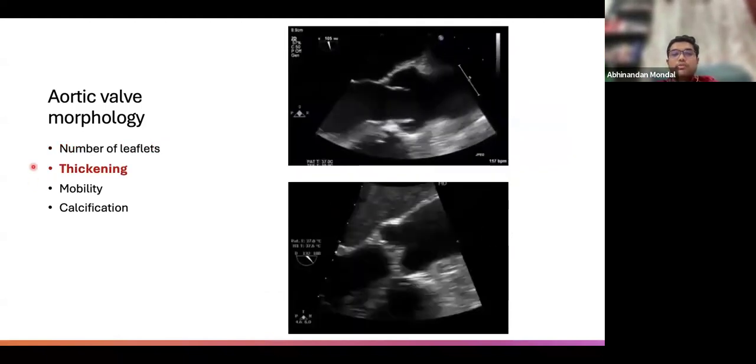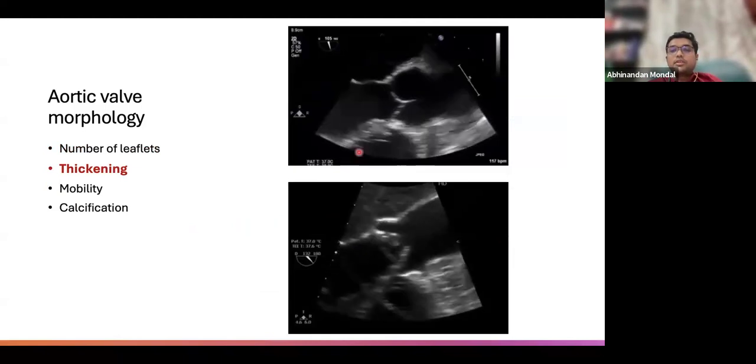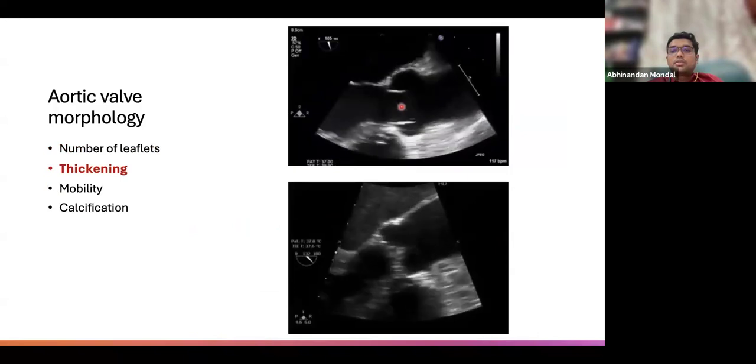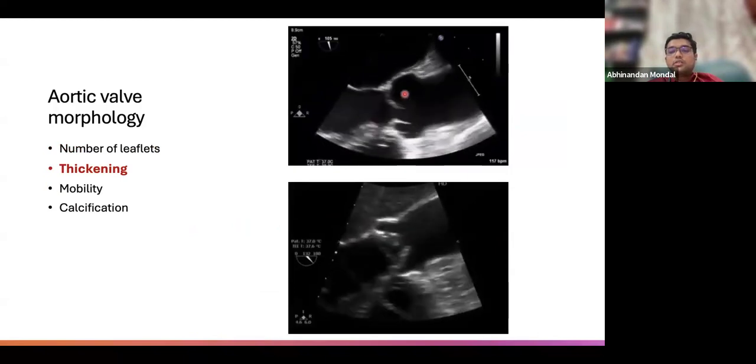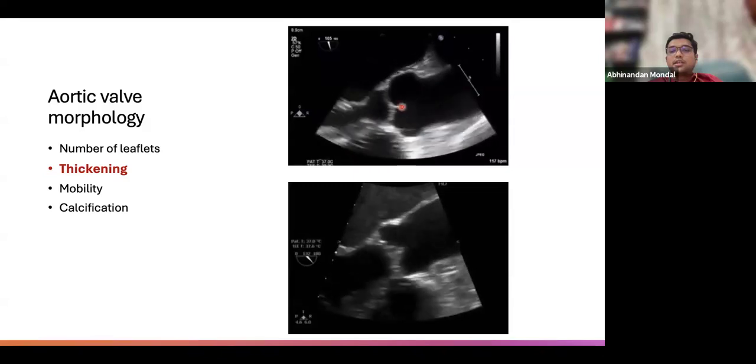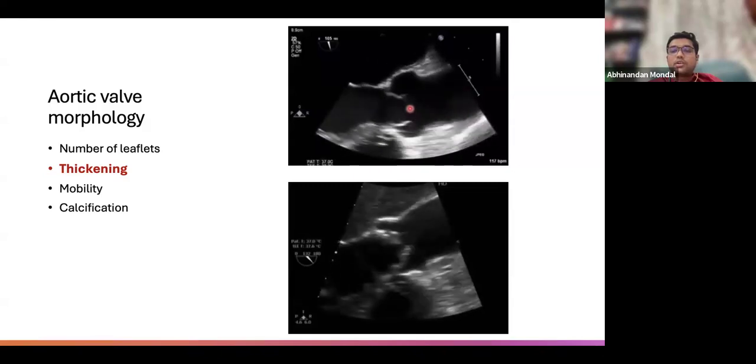Number two, we have to see whether the aortic valve is thickened. You can see over here that this aortic valve is normal. This is your namaste sign that you can see. This is an aortic valve long axis view. So this is a nice thin aortic valve leaflet that you can see over here.